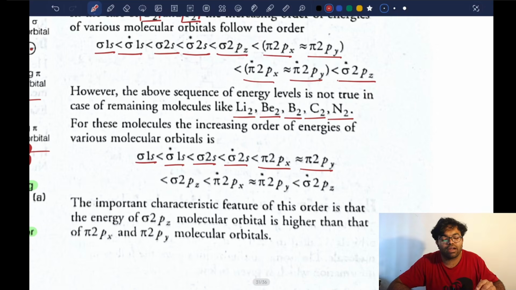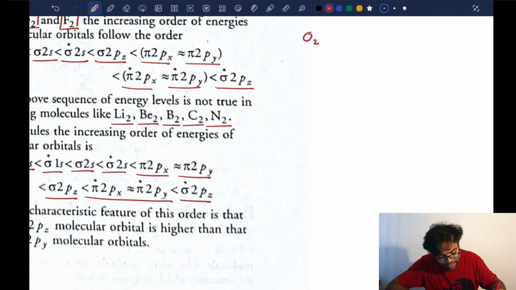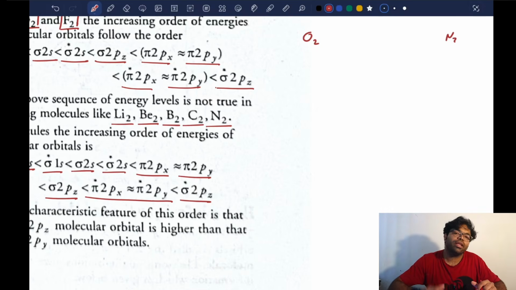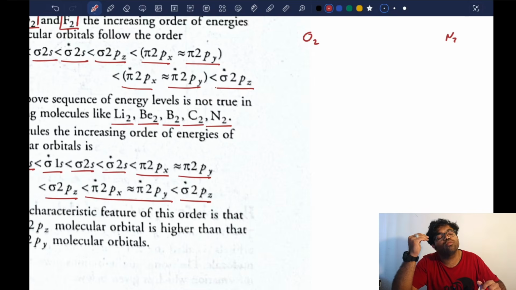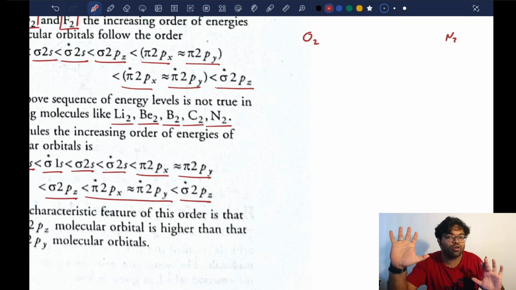I'll just give you a rough explanation of how you are going to make this. One is oxygen, and the next one I'm going to take is nitrogen. So Drupad, how many electrons are present in the O2 molecule? One oxygen atom has how many electrons in the outermost shell? I'm only interested in the outermost shell.